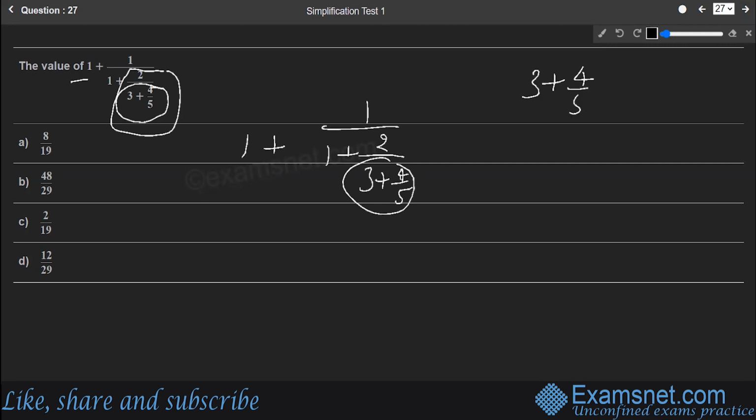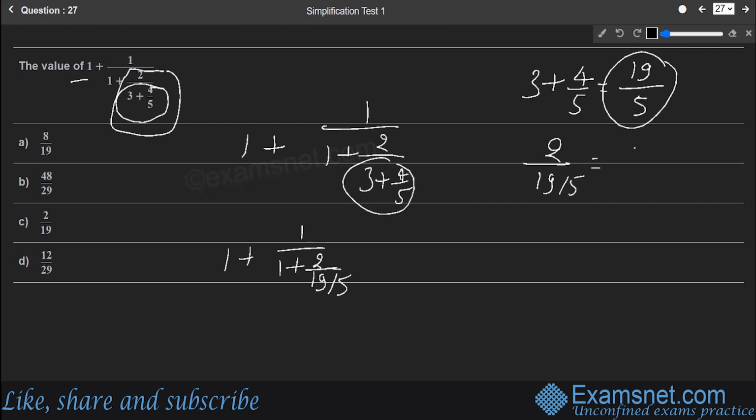Let us do it separately. 3 plus 4 by 5. How much is this? LCM being 5, so 5 threes are 15, plus 4, it is 19 by 5. So we can replace this value here. That is 1 plus 1 over 1 plus 2 by 19 by 5. What about this 2 by 19 by 5? It is nothing but 2 by 1 into 5 by 19, which gives 10 by 19. So let us replace the 10 by 19 here: 1 plus 1 over 1 plus 10 by 19.